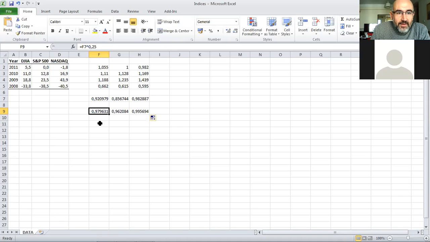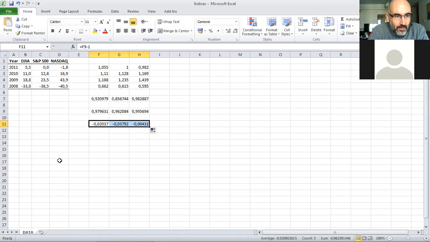Now the only thing left for me to do is to take this value and subtract 1 from it. And I will get that the average returns are all negative, but very close to 0. So there is not too much of a loss and not any gain for all these indices.